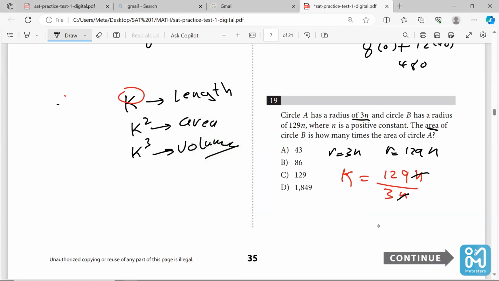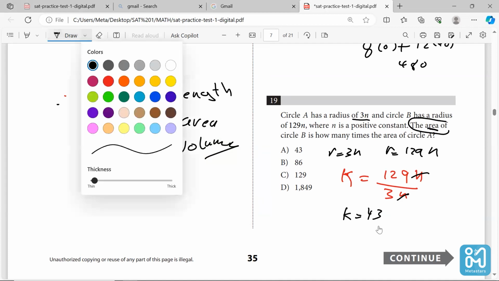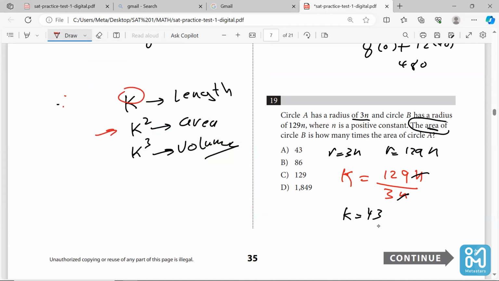So k equals 43. Now, because I'm talking about area, right? So I need to do what? To square, because when I'm talking about area, let's square it. k squared equals 43 squared. My answer is clearly going to be D because it's a huge number. So k squared equals 1849. Good.